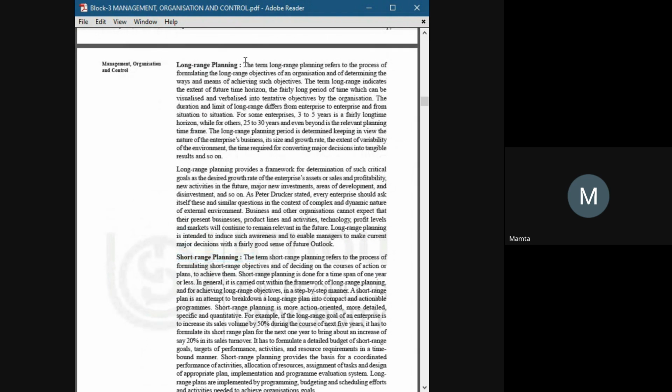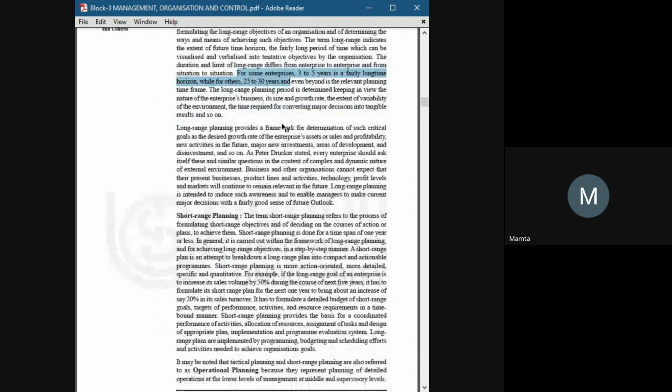Let's read. The term long range planning refers to the process of formulating the long range objectives of an organization and determining the ways and means of achieving such objectives. The term long range indicates the extent of future time horizon, a fairly long period of time which can be visualized and verbalized into tentative objectives by the organization. Okay, and here are the years which I already told you about.